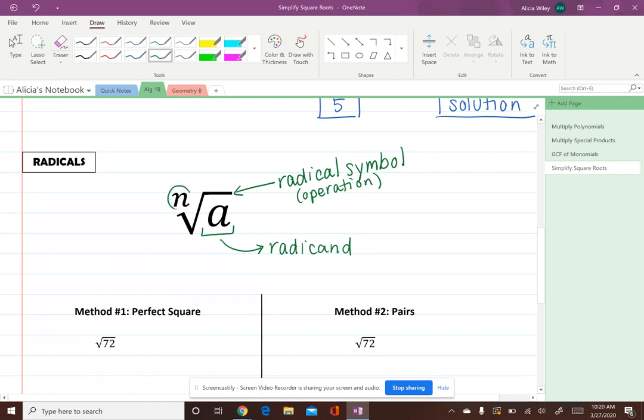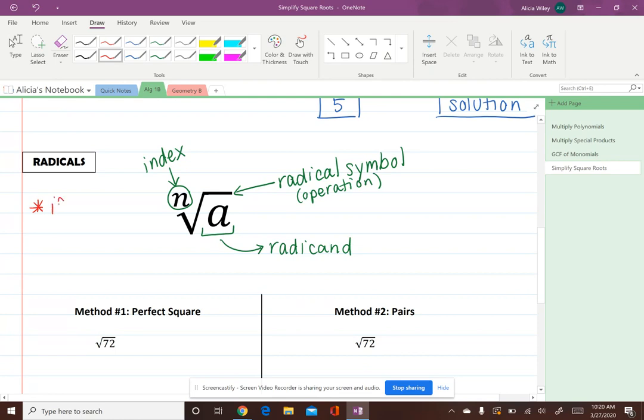This value right here that you see sitting on that little shelf, I like to call it a little shelf, this is what we call the index. Now the index is going to tell you what kind of radical you have. So for an index, something we need to pay attention to is what number is written there. There could be a 3 written there. There could be a 4 written there. For ours, you can see, if you look at the examples just down below, that there's no number written there at all. That means that our index is 2.